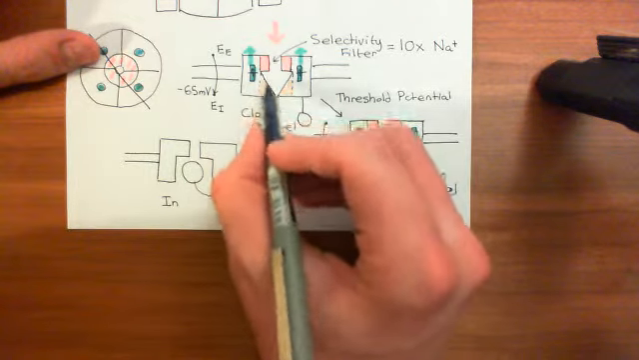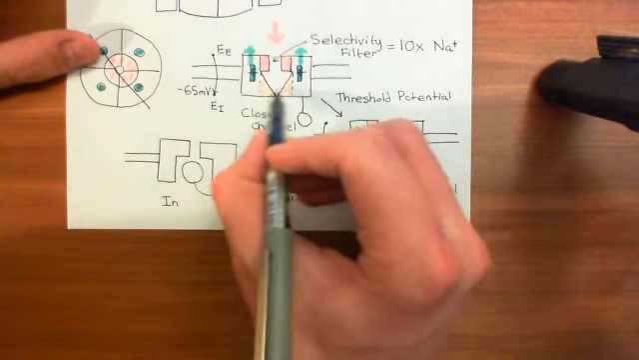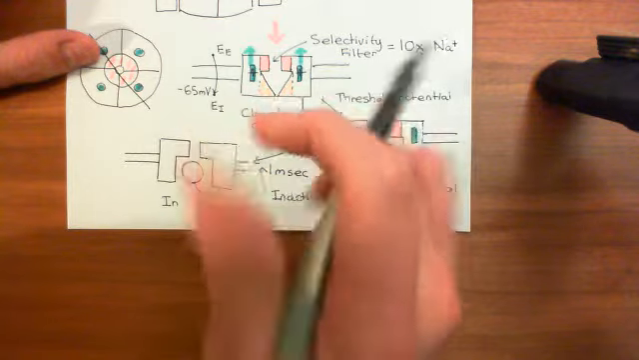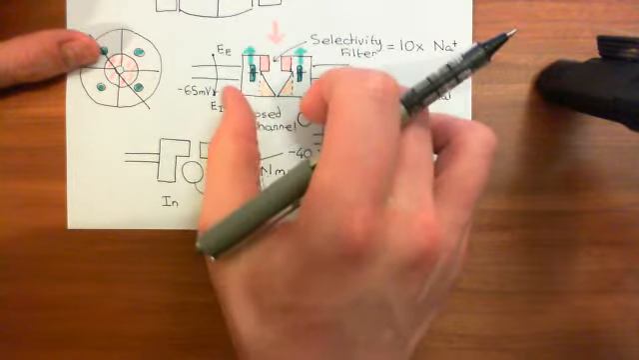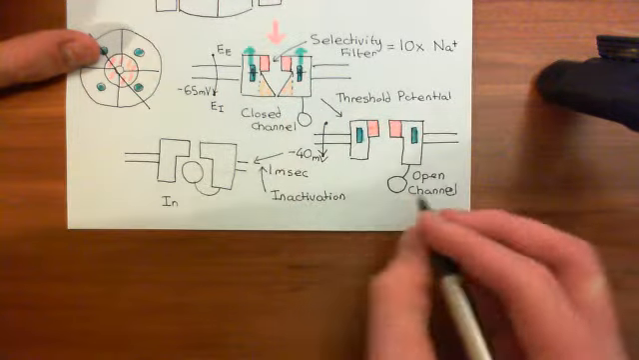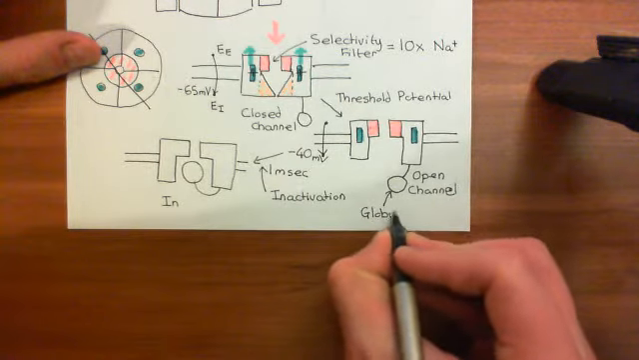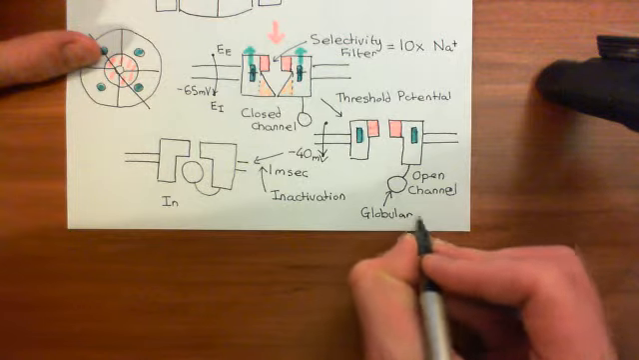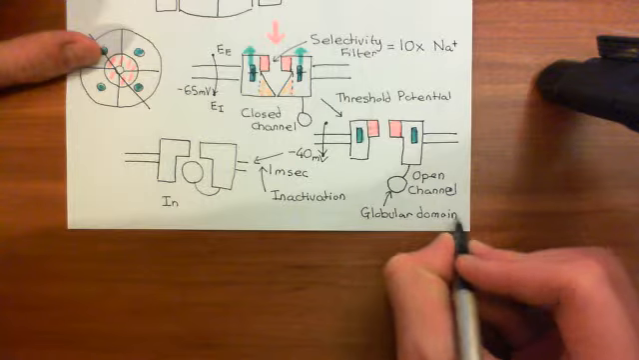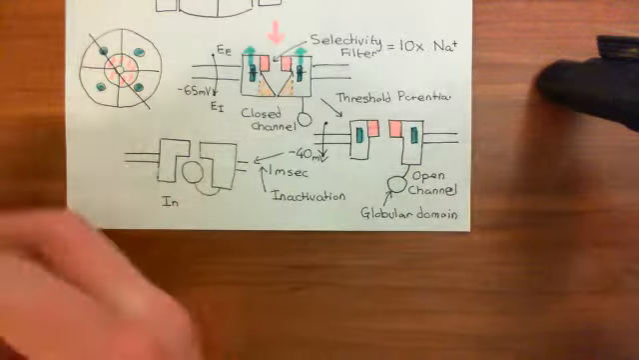In the closed channel, the reason no sodium is coming through is that this portion of the channel here is occluding it. So the channel is closed from the intracellular aspect. Now that portion is no longer blocking the channel. Instead, this domain here, this globular domain, that's what the fancy name for this is called. It's called a globular domain, or even better, an inactivation gate, and I'll show you that in a moment. So this is a globular domain, and it is now sitting in the pore and blocking it.